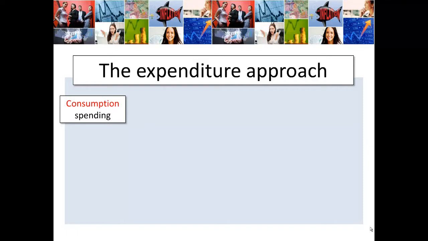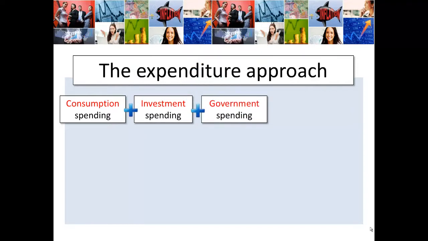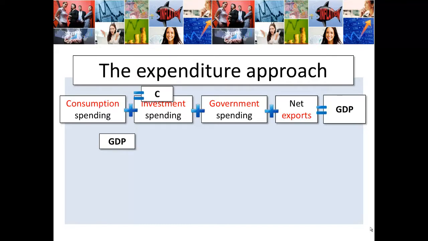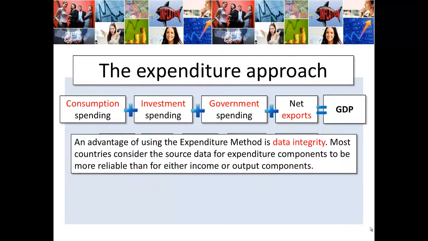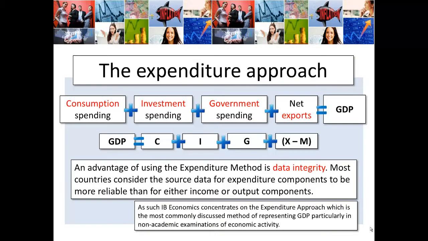So consumption spending, plus investment spending, plus government spending, plus net exports. And this equals GDP. And GDP is the total value of goods and services that an economy is producing in any given year. So GDP equals, for short, C plus I plus G plus X minus M.